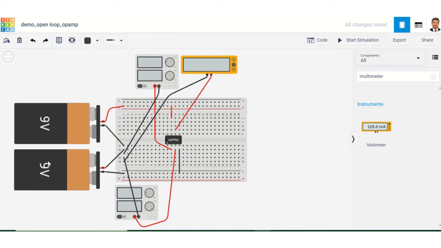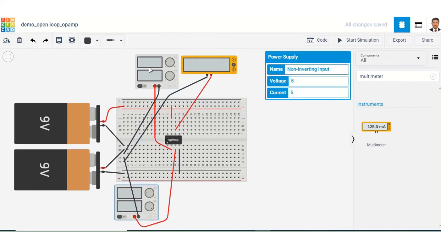So the battery is the power supply for the IC, and these two are the inverting input and non-inverting input. We have given DC input, and this is the multimeter for measuring the output voltage.